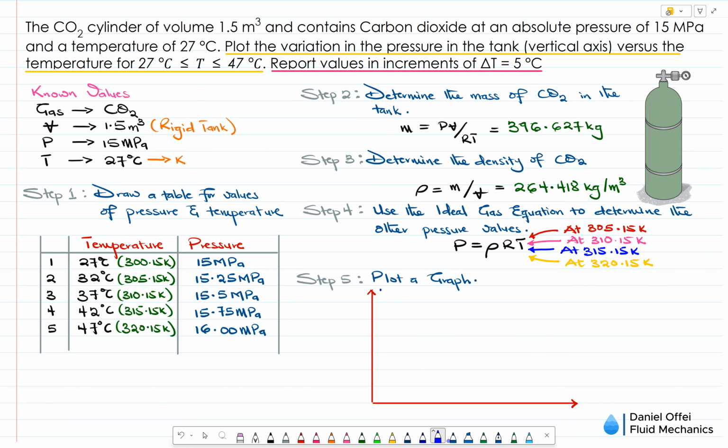Then let's plot this graph using the pressure on the vertical axis and the temperature on the horizontal axis.